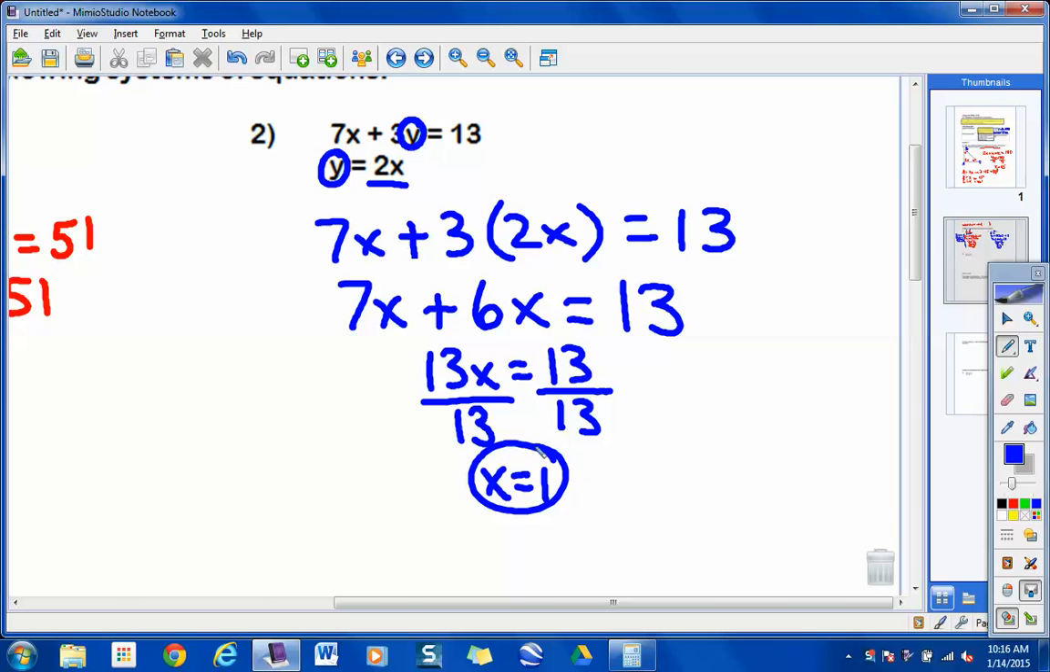Well, which equation do you want to work with now? The first one or the second one? Second one looks shorter, doesn't it? So I'm going to go ahead and rewrite that second one after I found one value. You know what? The equation I'm choosing to work with, y equals 2x.